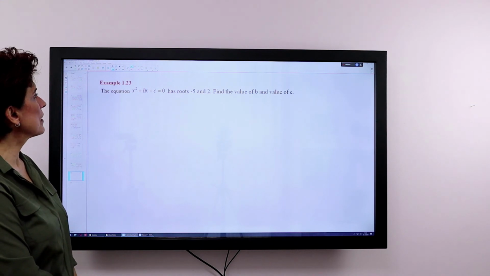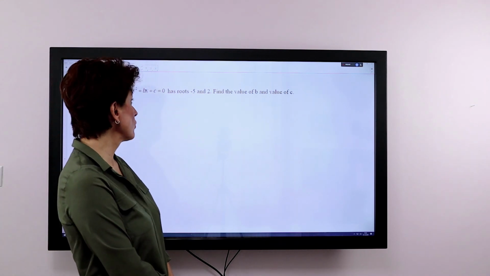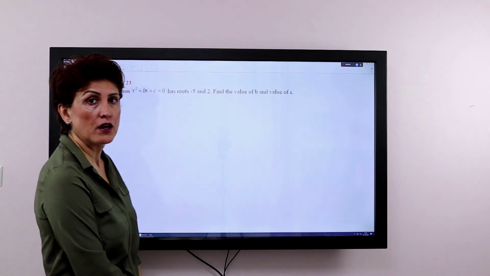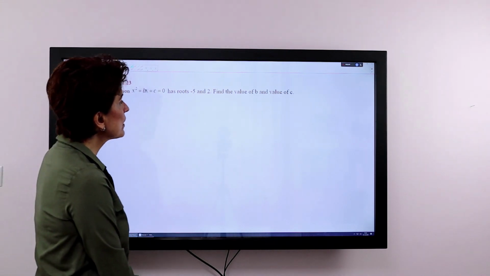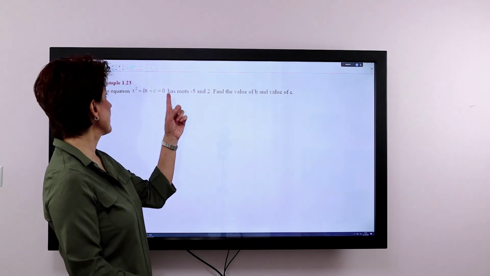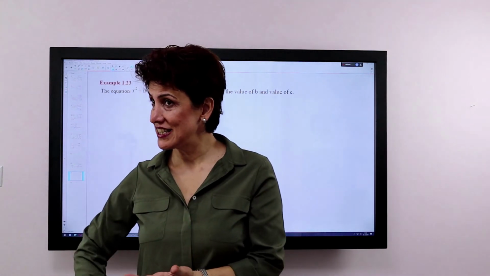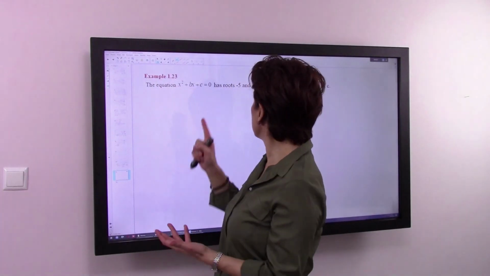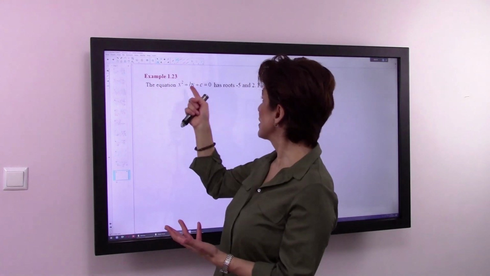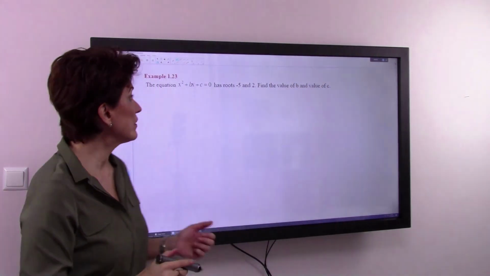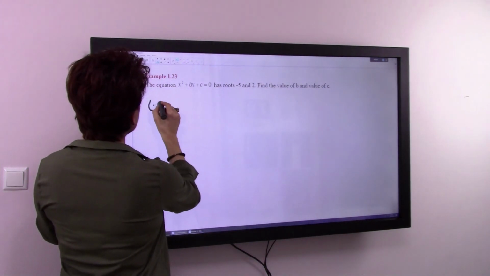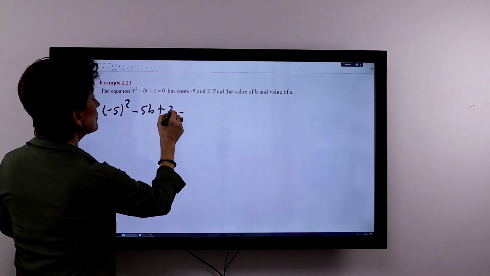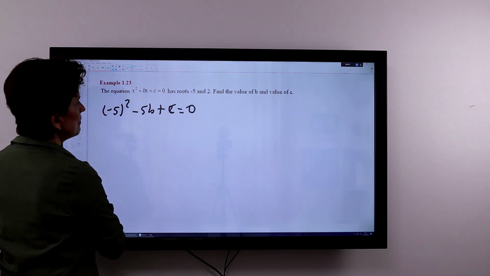The equation x² + bx + c has roots, solutions, -5 and 2. Find the value of b and the value of c. Okay, dear students, if -5 is a root of this equation, it means that this value satisfies the equation. You need to substitute those values in here. If we do this, what can we have? (-5)² - 5b + c equals 0.